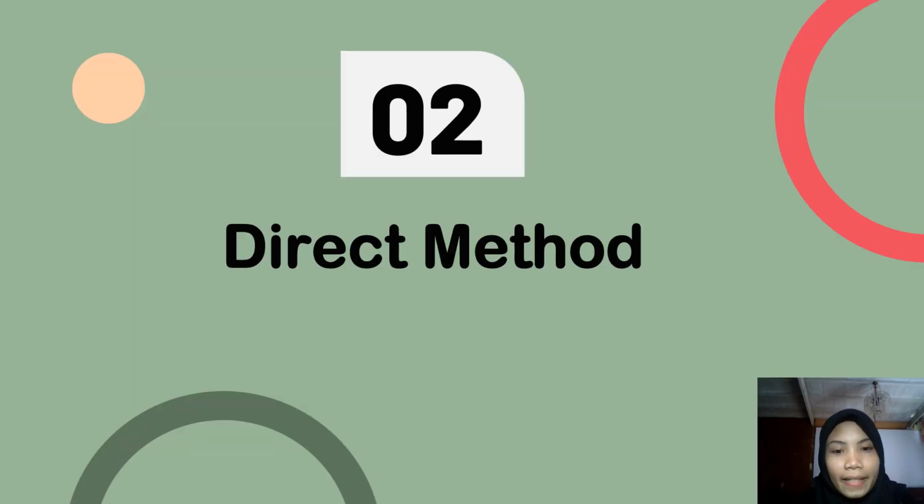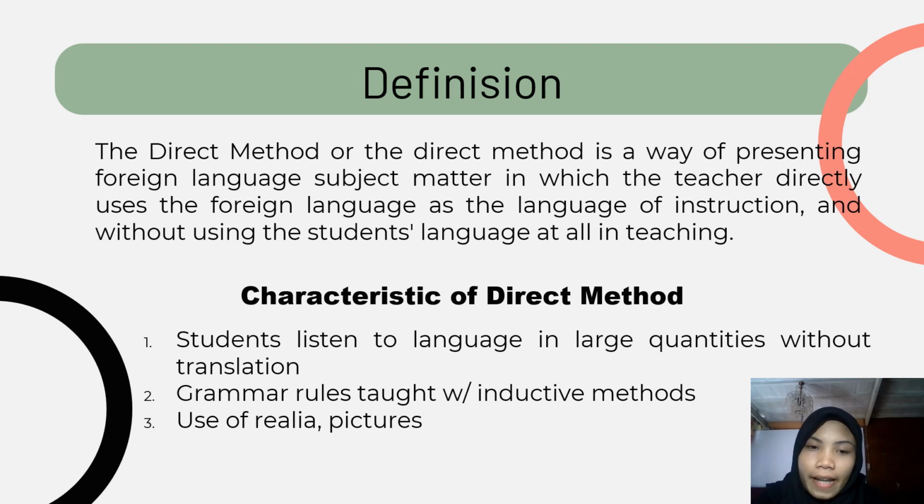The second material is direct method. Definition: The direct method is a way of presenting foreign language subject matter in which the teacher directly uses the foreign language as the language of instruction and without using the student's language at all in the teaching.